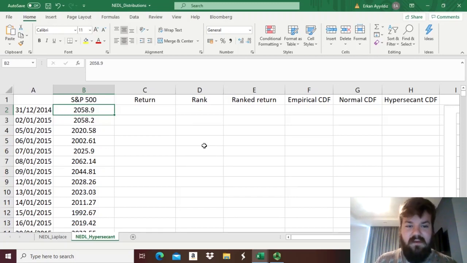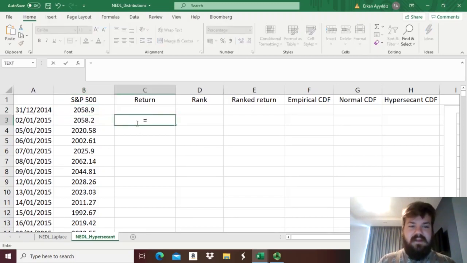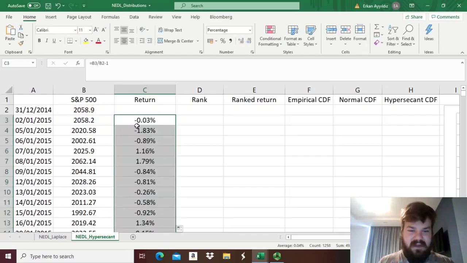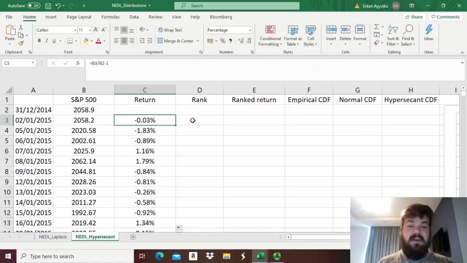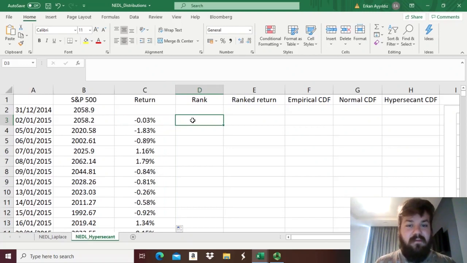First of all, as usual, we need to calculate the daily returns for the S&P 500. So the price today divided by the price yesterday minus 1, and bottom right click it all the way down. Then we need to rank the returns and present them from lowest to highest, so that we can plot the empirical and the theoretical distribution functions, compare them and assess the goodness of fit.